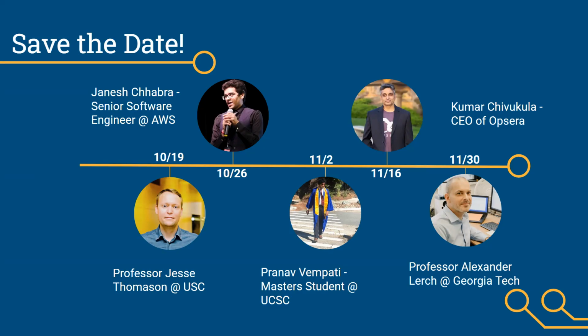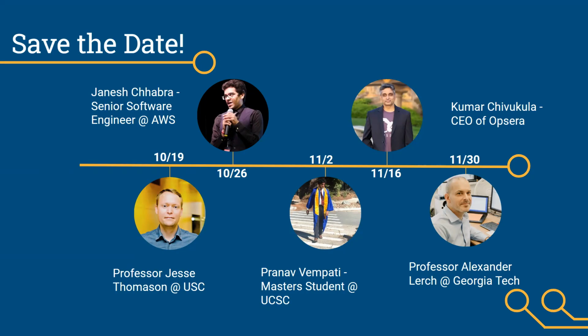Then on October 26th, this is going to be in person, not on Zoom. We're going to be hosting Mr. Janesh Chabra. He was actually a UCSC alum, and he's currently a senior software developer at Amazon Web Services. He's got a lot to talk to you guys about, more specifically on how AI is changing the way he is working, some of the projects that he is working on, and where he might want to get you guys involved.